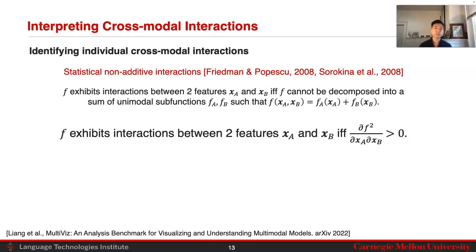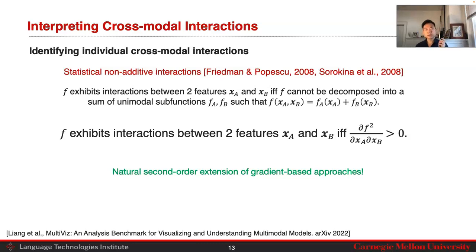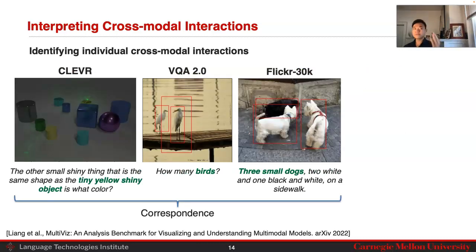Given this definition, this also inspires a natural second-order extension of your gradient-based approaches. In other words, if I have a task such as CLEVR, VQA, Flickr, or other QA or retrieval tasks, can I take the output of my model, take a first derivative with respect to some parts of the question, and then take a second derivative with respect to parts of the image? That should then tell me the parts of the image that correspond with those parts of the question. And this method is actually pretty effective.